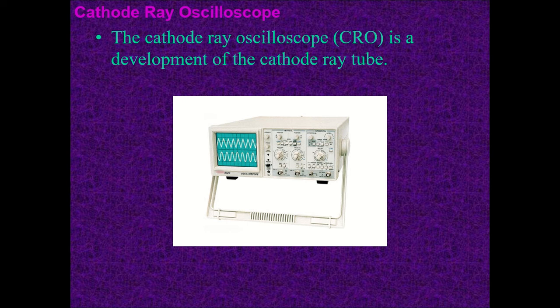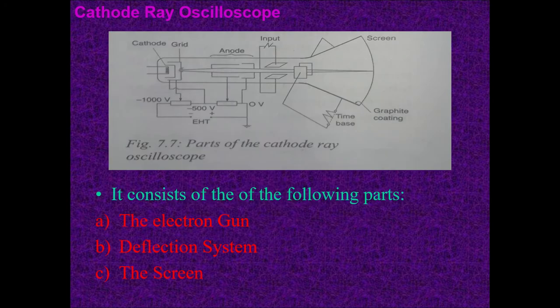Now, basically, we want to look at an advancement of a CRO so that we see now, based on the various simple CRT that we had, the cathode ray tube, now how does a cathode ray oscilloscope look like? It's basically the same theory, only that now it's an advancement of that basic theory. So the cathode ray oscilloscope, it consists of the following parts: an electron gun, the deflection system, and the screen.